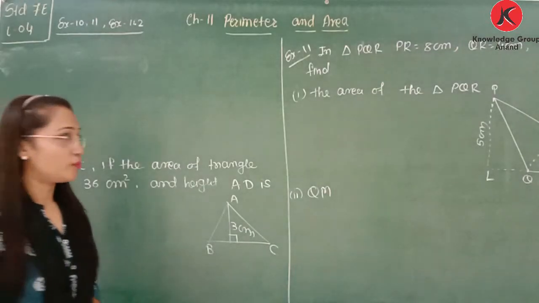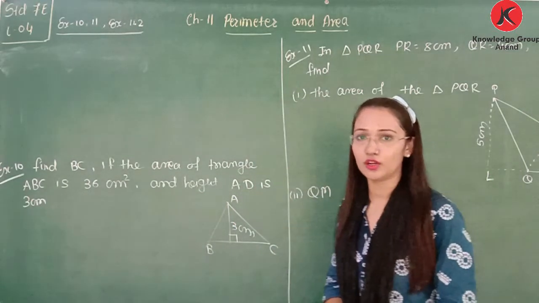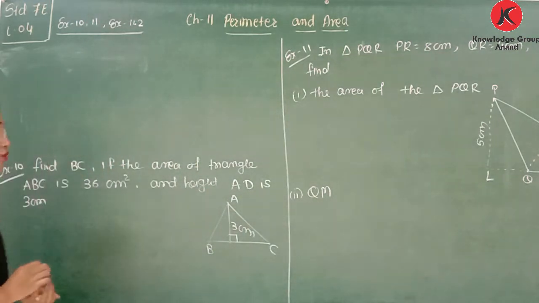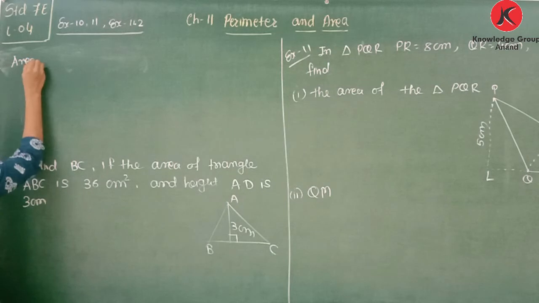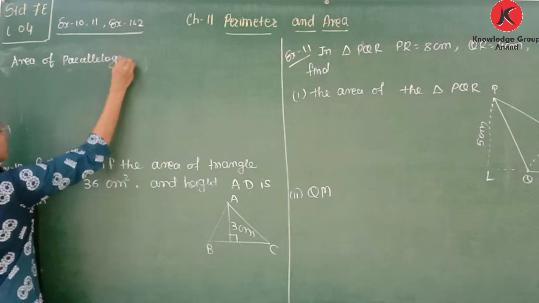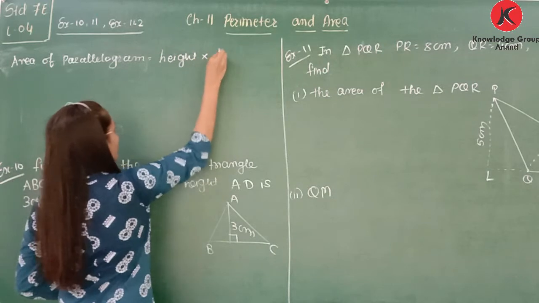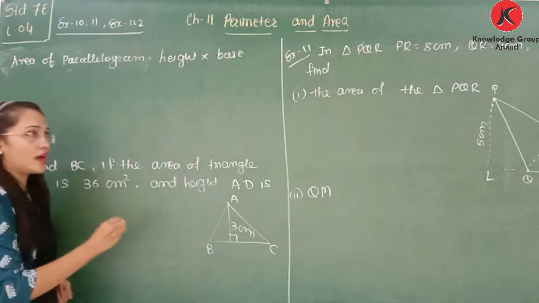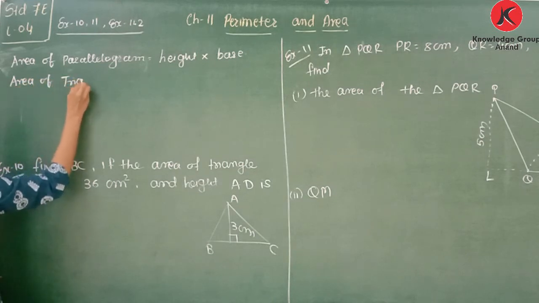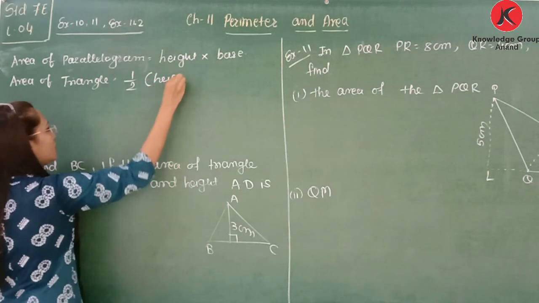Welcome back, friends. Previously in this chapter we learned to derive the equation for the area of a parallelogram and the area of a triangle. So what is the equation for the area of a parallelogram? Area of parallelogram is height multiplied by the corresponding base. And what is the equation for the area of a triangle? You need to remember these two equations: 1 by 2 height multiplied by base.